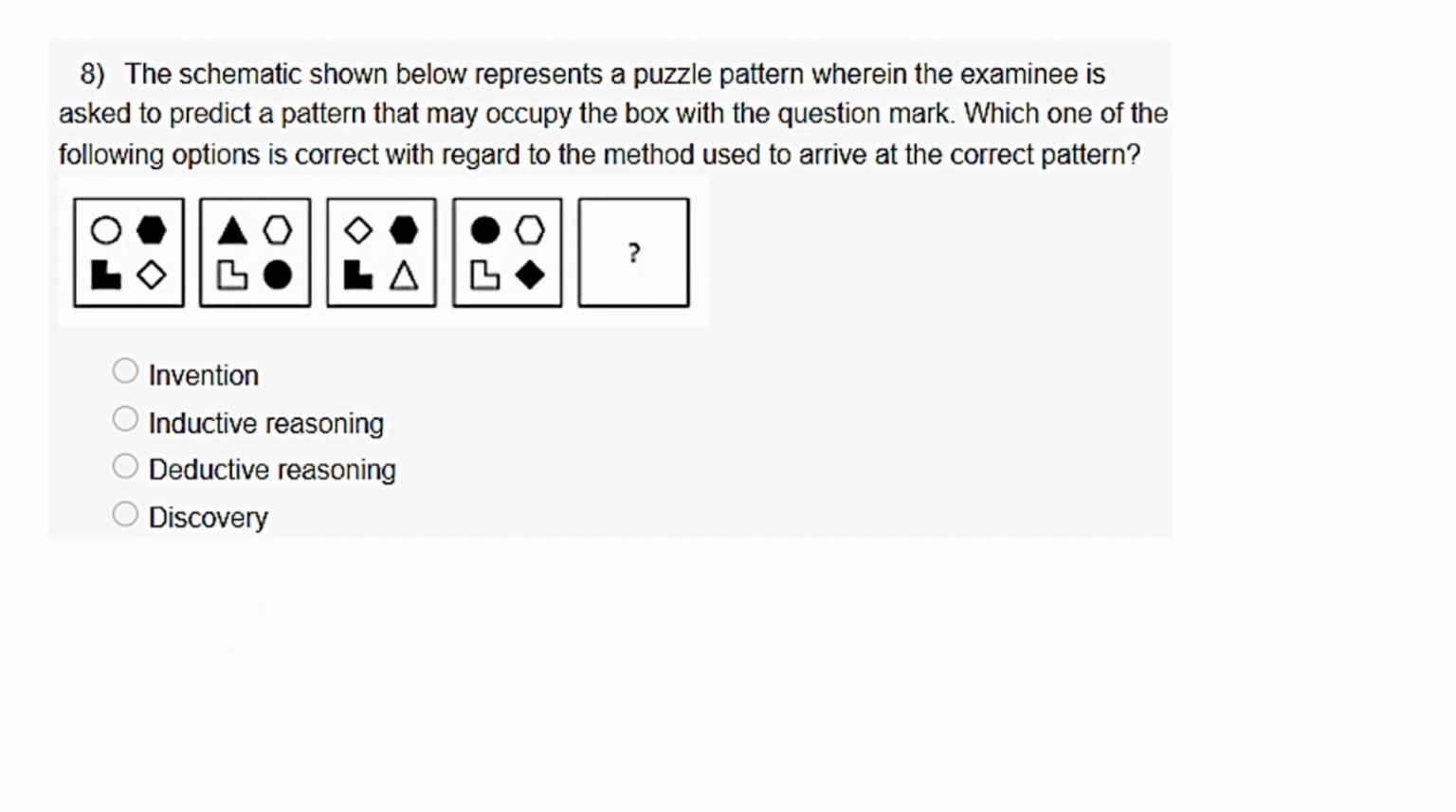So the next question is, the schematic shown below represents a puzzle pattern wherein the examinee is asked to predict a pattern that may occupy the box with the question mark. Which one of the following options is correct with regard to the method used to arrive at the correct pattern? Anybody?